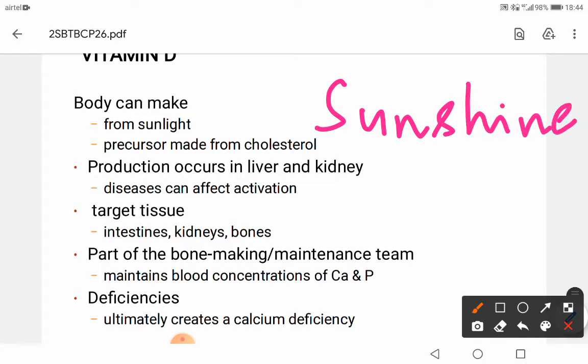So vitamin D is also called the sunshine vitamin. Our body can make this vitamin D from sunlight. It is made from cholesterol. So hence cholesterol is very, very important for our body.